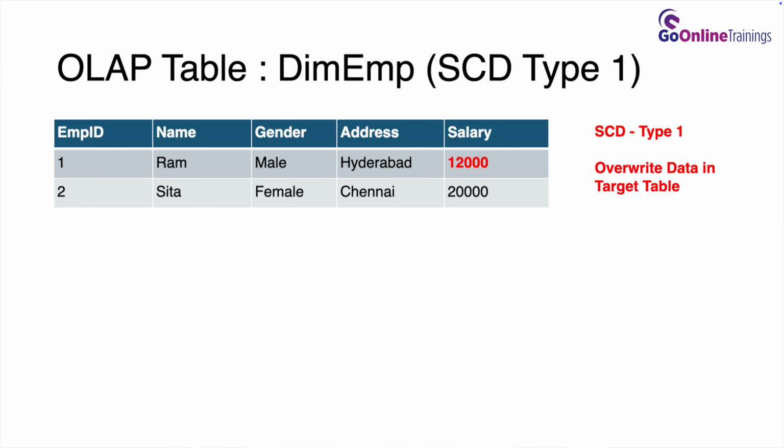What is type 1? Type 1 means if you modify the data from 10,000 to 12,000 in the OLTP system, and you overwrite the data, then when you maintain type 1, in the destination also you overwrite the data. You don't see two rows. You will see 10,000 rupees modified as 12,000 rupees. If you overwrite the data in the destination system, that is type 1.